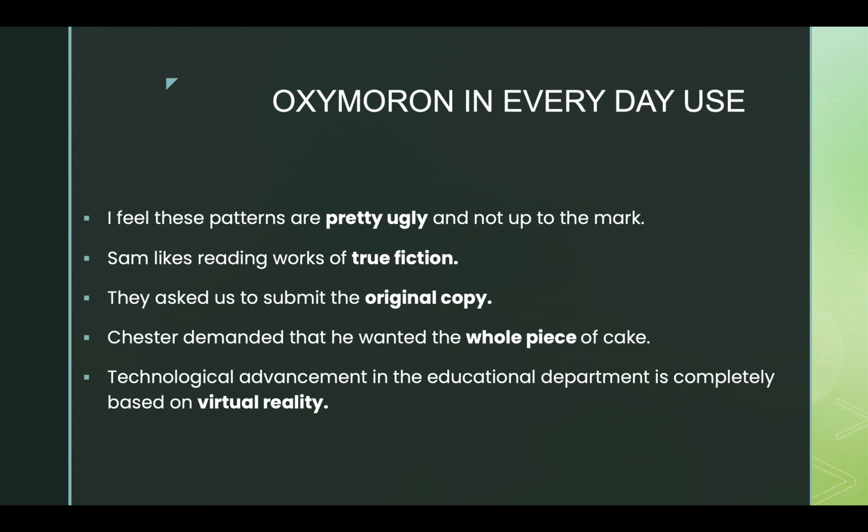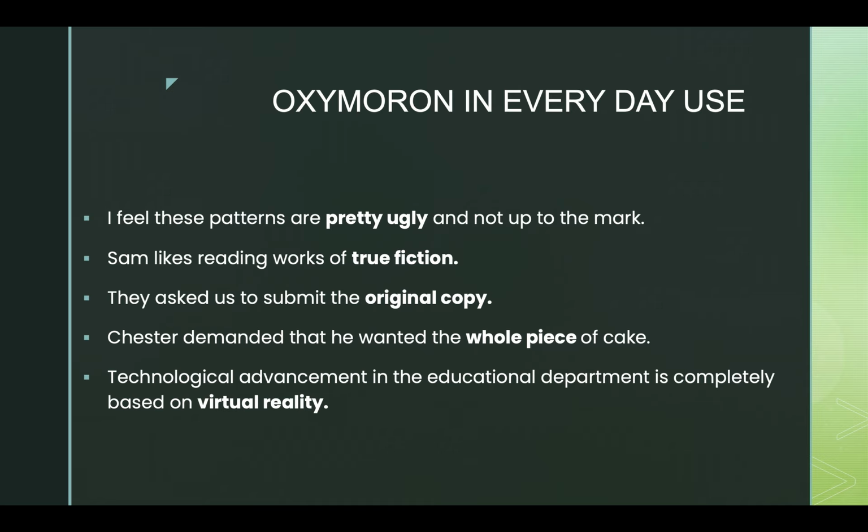What about in everyday use? Because it's not every day we pick up a Shakespeare play and we see these oxymorons come to life. But we still use them every day. Let's take a look. I feel these patterns are pretty ugly and not up to the mark. I just let that roll off my tongue because that's something that we say. Pretty ugly. But it's an oxymoron. Sam likes reading works of true fiction. Now, fiction is made up. Truth is not. So true fiction, oxymoron.